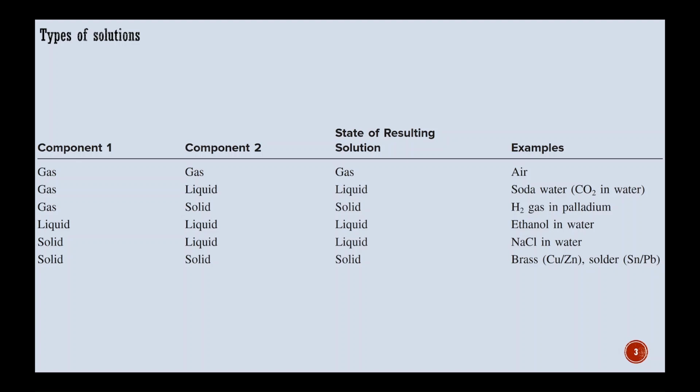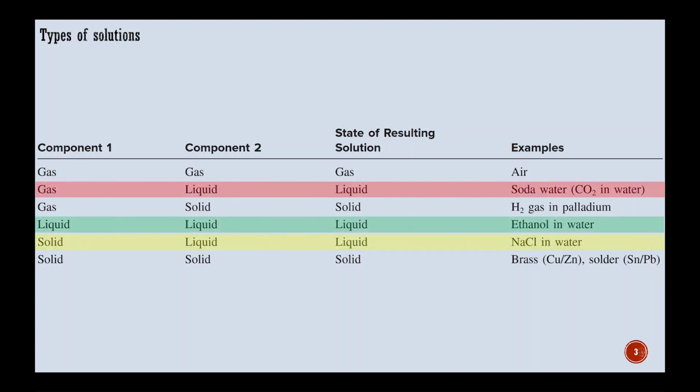The possible combinations give rise to 7 distinct types of solutions, which we classify by the original states of the solution components. The table presented here gives an example of each type. In this module, we focus on solutions in which the solvent is a liquid, and the liquid solvent we encounter most often is water. Also, recall that solutions in which water is the solvent are called aqueous solutions.